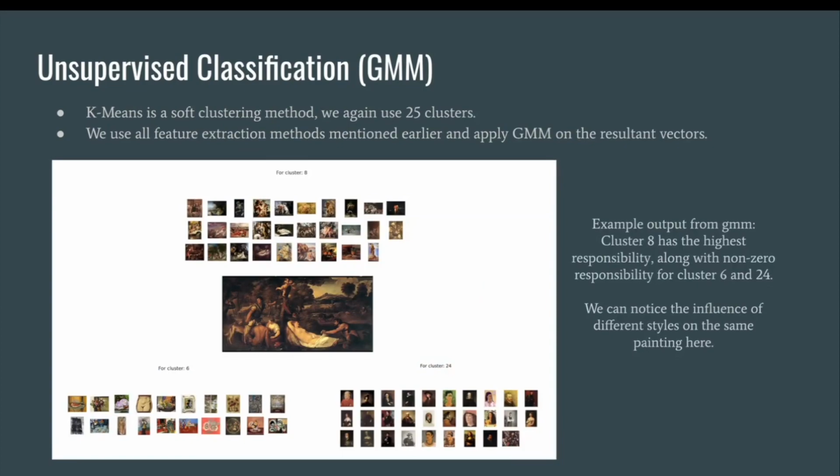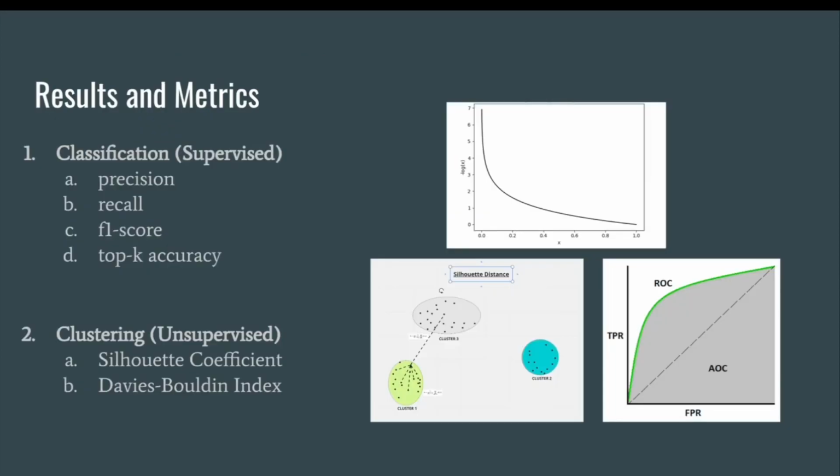For example, for this particular painting, the highest responsibility value is 0.99 corresponding to cluster 8, and it can be observed that the styles are very similar. The painting also has non-zero responsibilities for clusters 24 and 6, and the influence can be observed in the style. Finally, let's discuss the results.